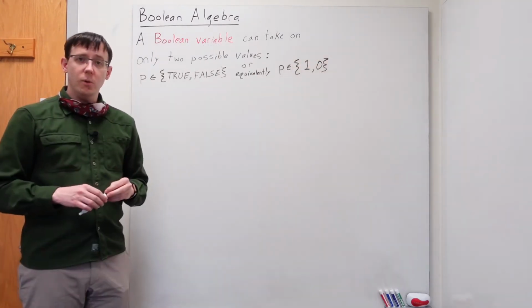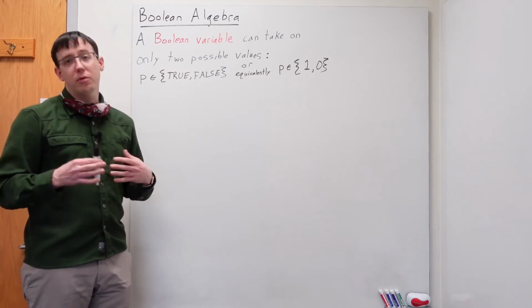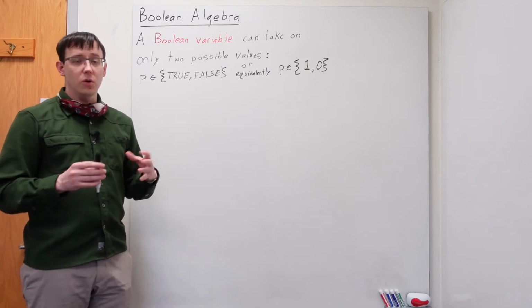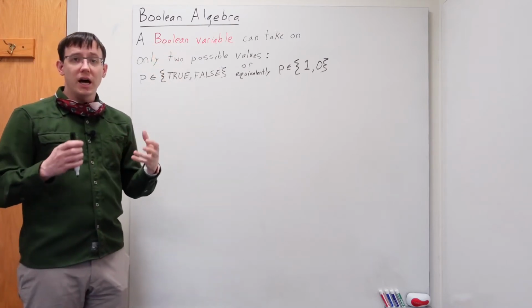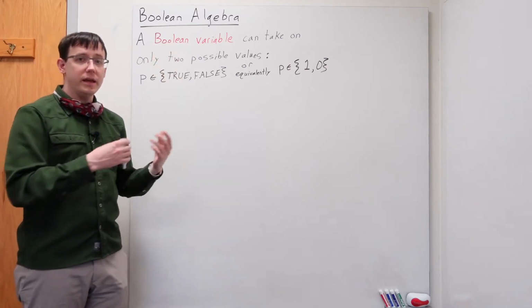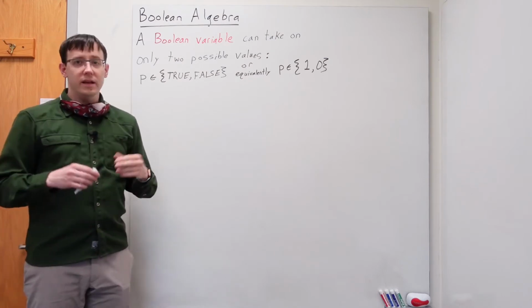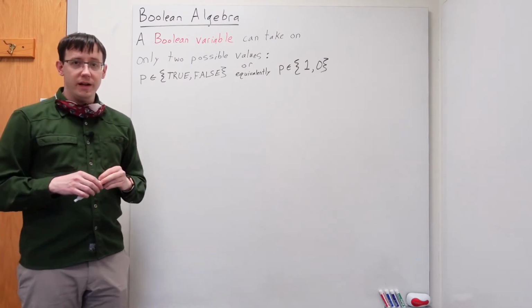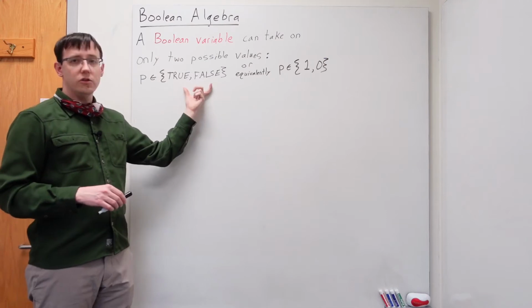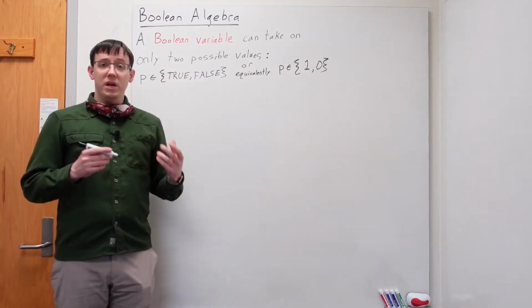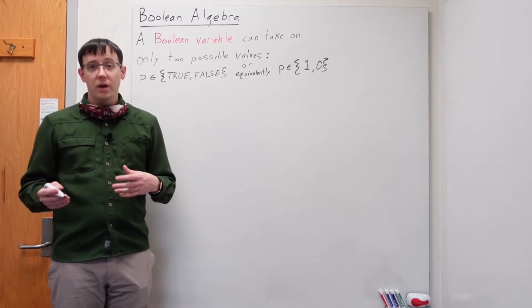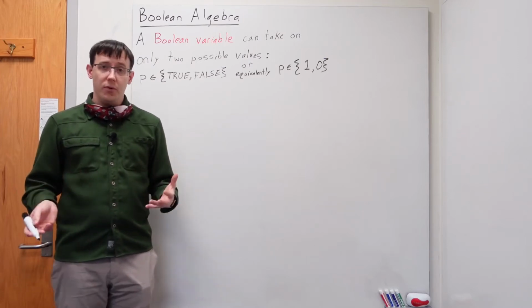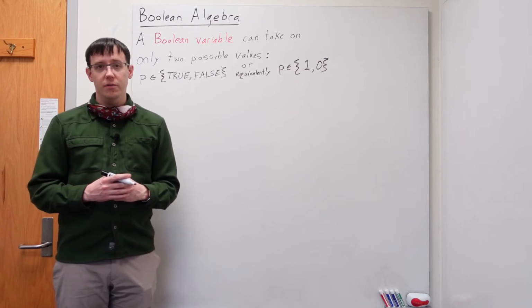And for those of you who have programmed in a typed programming language like C or Java, you can think of Boolean as a type of variable like int or float, except that the set of possible values for Booleans is just true and false. And we can manipulate Boolean variables using logic operators, and we can define those logic operators in terms of their truth tables.